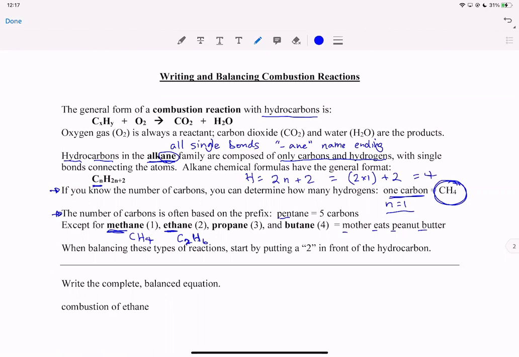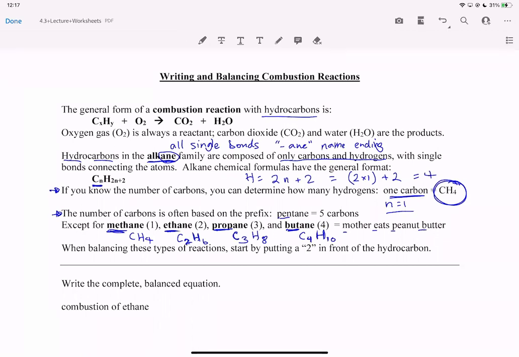And then propane. So the prefix prop is 3 carbons. So this is C3. And then the number of hydrogens is 3 times 2 plus 2, which is 8. So C3H8. And then butane. But is the prefix for 4 carbons. So this is going to be C4, and then the number of hydrogens is going to be 4 times 2 plus 2, or 10 hydrogens. So C4H10 is the chemical formula for butane.